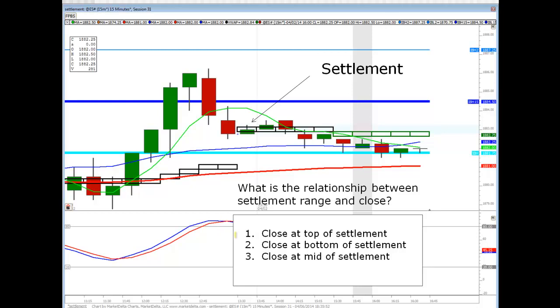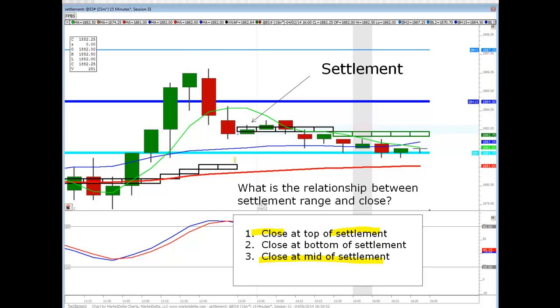Now, you could have a close at the top of the settlement range. We didn't have one in this case. You could have it at the bottom of the settlement range, or you could have it at the mid of the settlement range. In this case, when we had it at the mid of the settlement range, it really told us, first of all, the settlement range was rather narrow, and we closed in the middle of it.